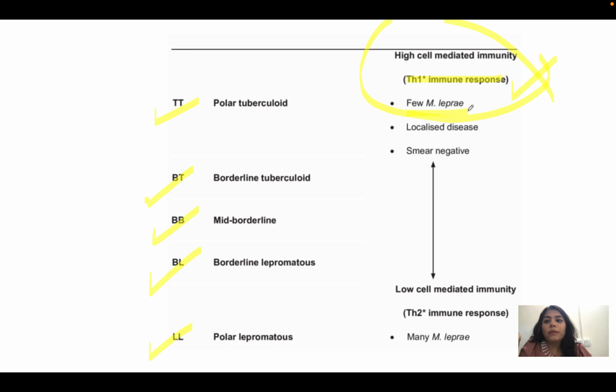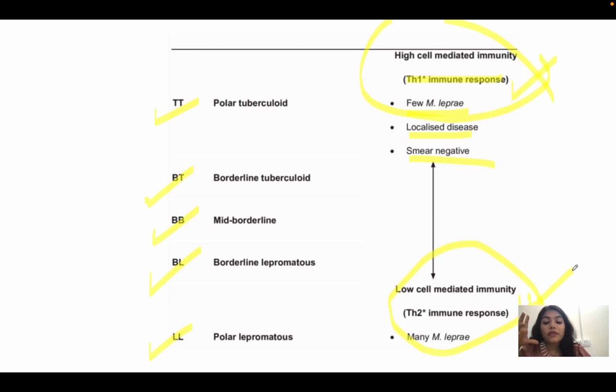Infection does not get disseminated and does not spread. And you have few M. leprae. When you do the slit skin smear, you hardly see any M. leprae. It is a localized disease, and it is primarily slit skin smear negative. Whereas the other pole is the lepromatous pole. This pole is the one where there is low cell mediated immunity. It is a Th2 immune response.